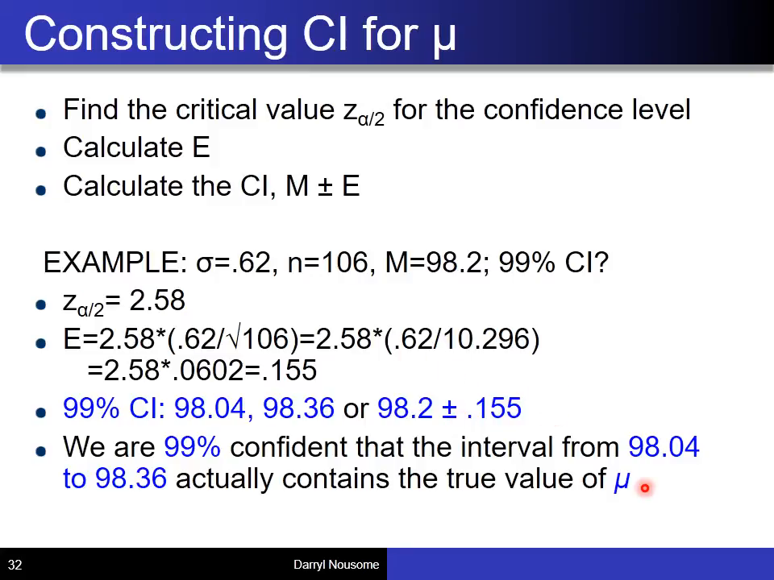So that's saying that we're 99% confident that the interval from 98.04 to 98.36 contains the true value of the population mean, right? So the population mean is within this range of 98.04 to 98.36. So you can tell that it's a pretty small range, and that the true population parameter might exist within that range.